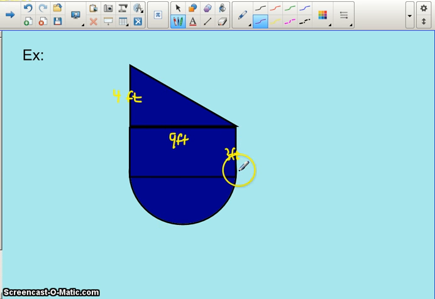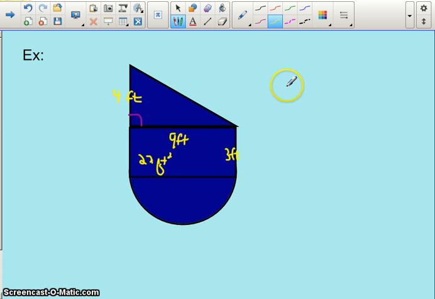Let's move on. Looks like we've got another composite figure. This one's made up of 3 different shapes: a half of a circle, a rectangle in the middle, and a right triangle up on the top. Let's figure up the area of this composite figure. Let's do the middle rectangle first. 9 times 3 gives me 27 feet squared for the area of that.